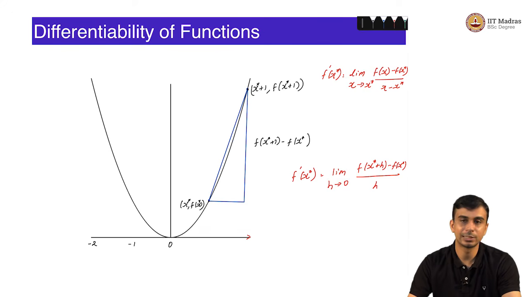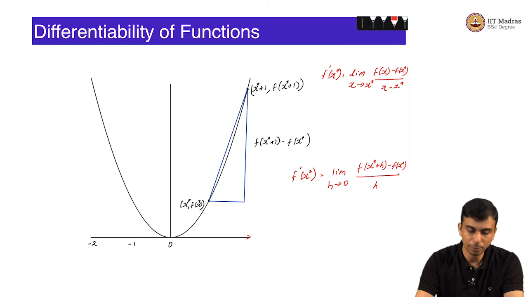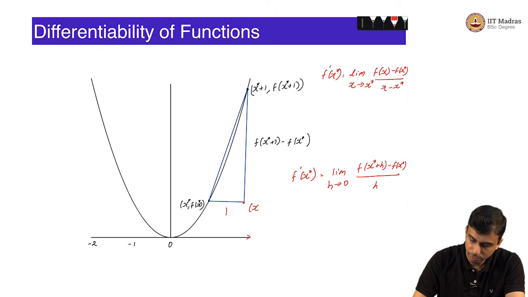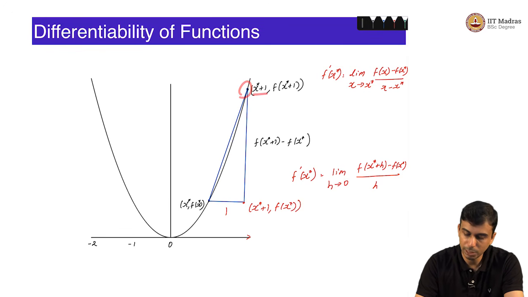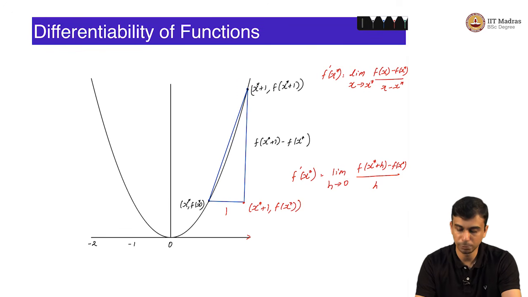For example, let us give an example of a sequence that approaches 0. Let us pick 1, half, 1 by 4 and so on. If you do that for h equal to 1, let us say we pick x star equal to this point, x star comma f of x star is this point. We can pick h equal to 1, this is x star plus 1 comma f of x star, and this point is simply x star plus 1 comma f of x star plus 1.